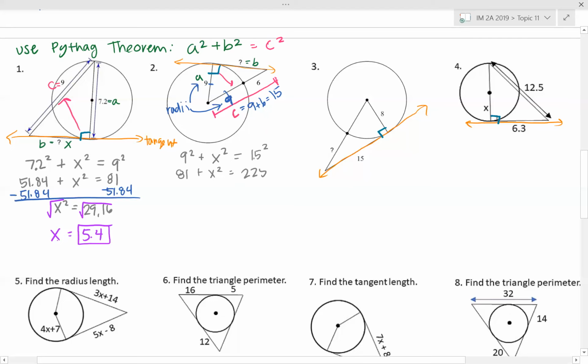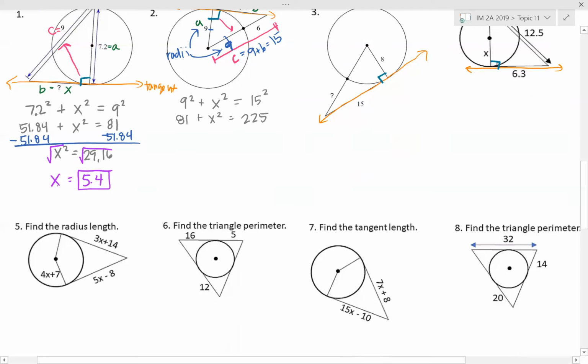225, which is 15 squared. So now to get x by itself, we have to subtract the 81 and then take the square root of both sides. So 225 minus 81 gives us that x squared is equal to 144. And so we shouldn't need a calculator for this one. We should know that means then that the missing side is 12.